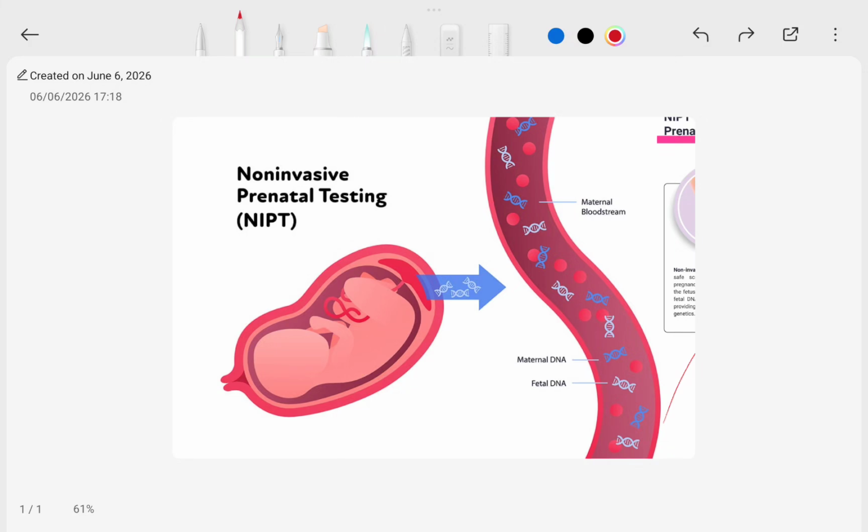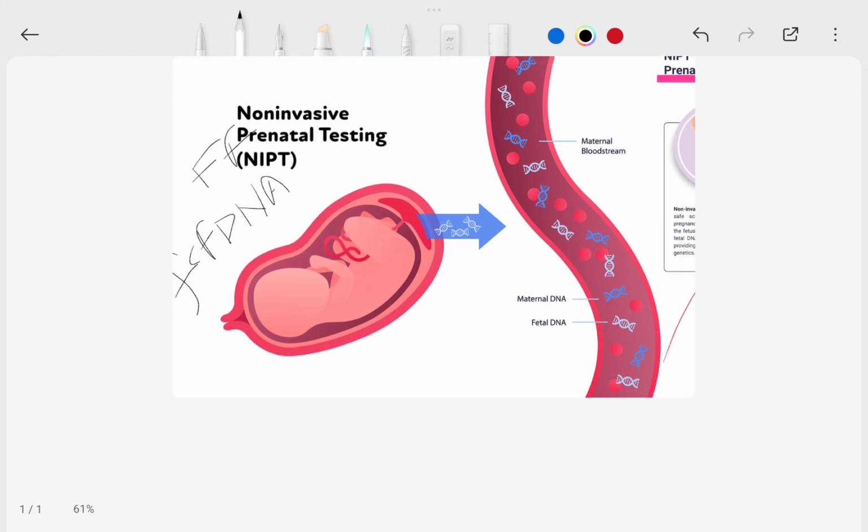So we have to calculate the FF, the fetal fraction. Fetal fraction constitutes the fraction of fetal cell-free DNA of the fetus upon the total cell-free DNA, and this is multiplied by 100.